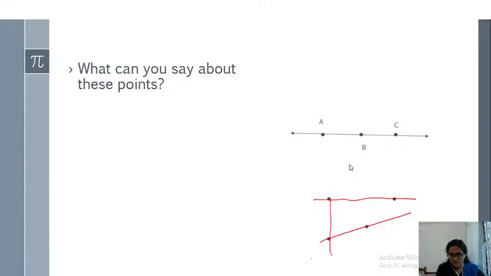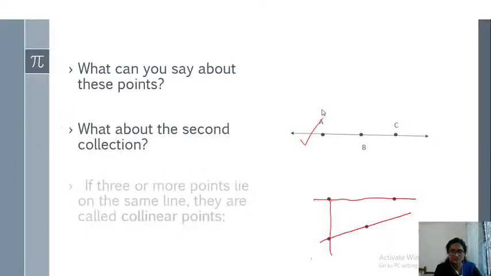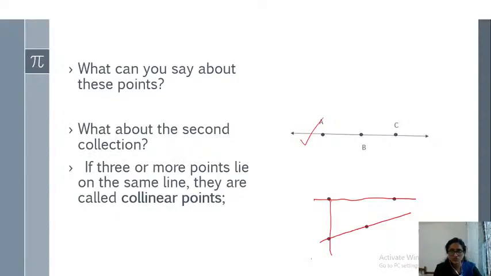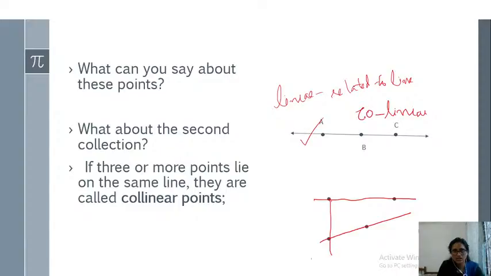So for the first figure, we call these points collinear points. The word linear means related to line. So if 3 or more points are lying on a line, we call them collinear. We will write it just like this, collinear points. So A, B and C are collinear points.